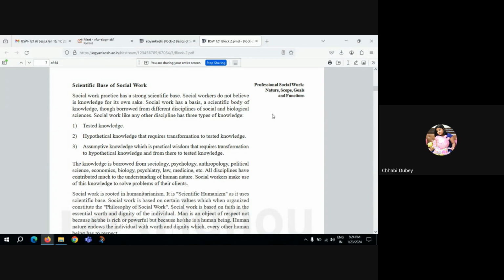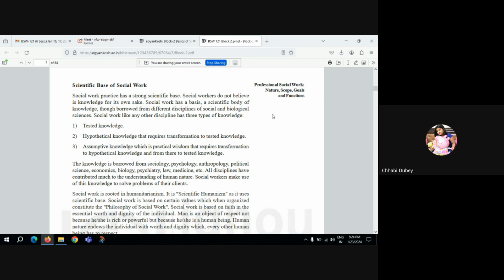For example, the various principles that we use for social casework or social work, the various stages of social casework, stages of social group work and community organization, all of these are tested knowledge which have been scientifically tested by professionals for some time. Hypothetical knowledge generally requires to be converted into tested knowledge. And assumptive knowledge is basically what we assume, generally coming from practical wisdom. This has to be changed into hypothetical knowledge, and this hypothetical knowledge has to be further changed into what is known as tested knowledge.